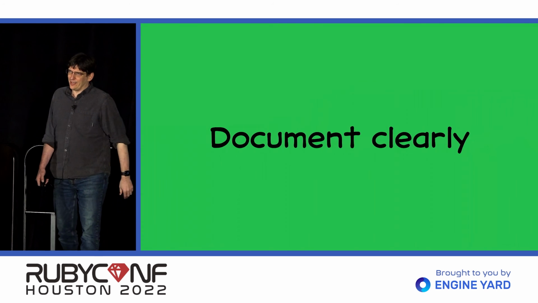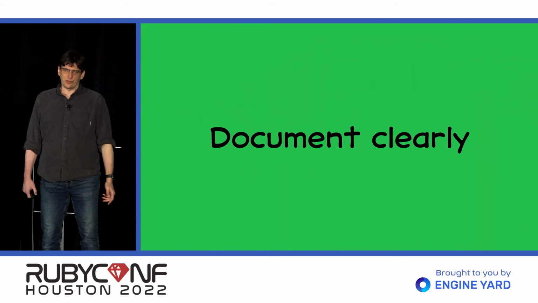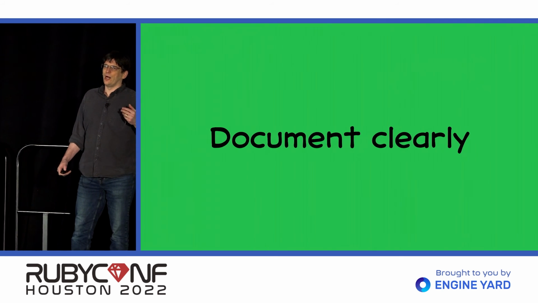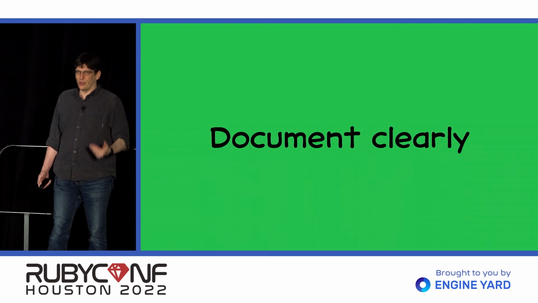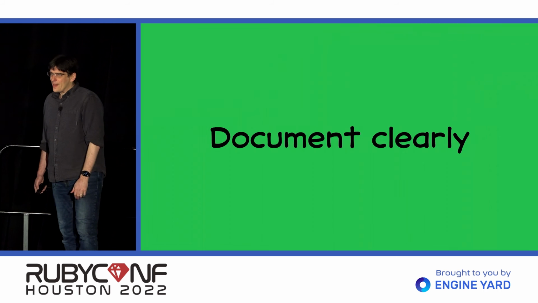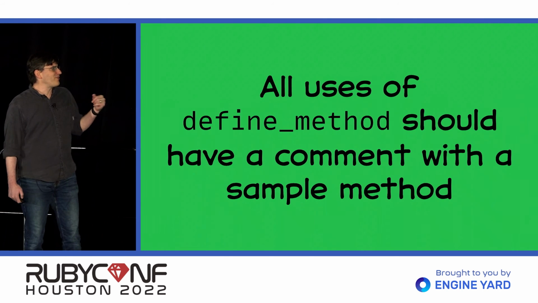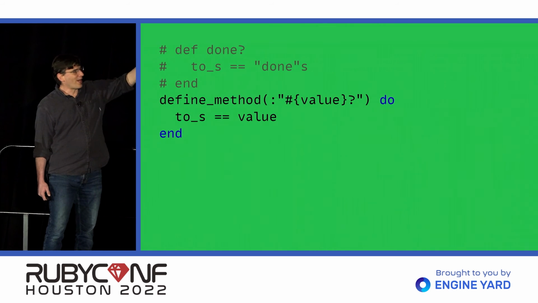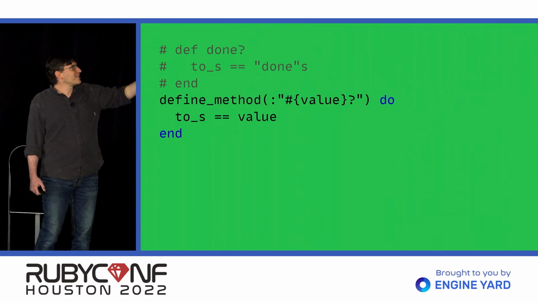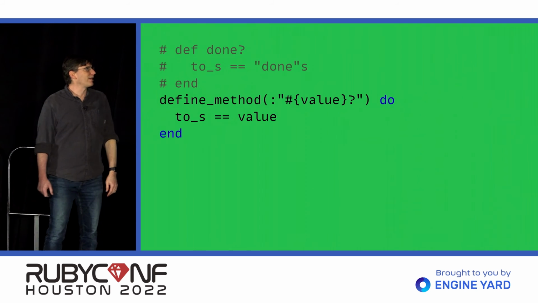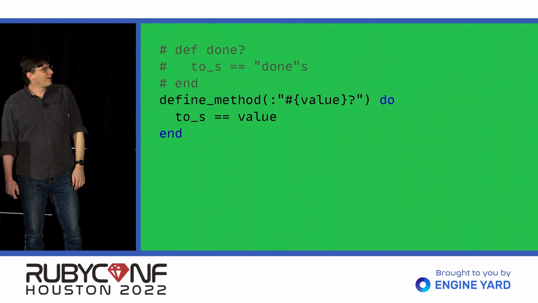You need to document it. This is always true, but it's especially true if you're metaprogramming, and it is especially true if you're metaprogramming to a group of people that are less familiar with some of these Ruby code structures. Specifically, if you're using define method, you need to have a comment that shows a sample version of the method. So I didn't include these obviously in the sample code bases, but you can show here's the predicate method with a sample version of the predicate method.